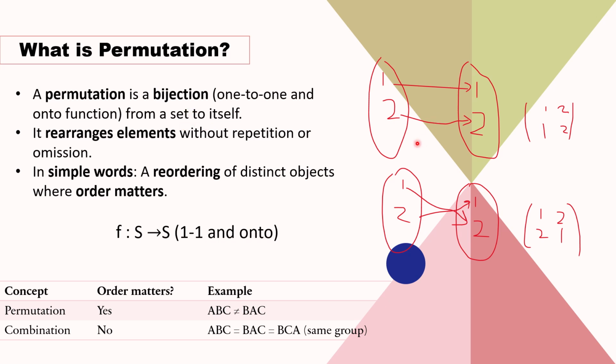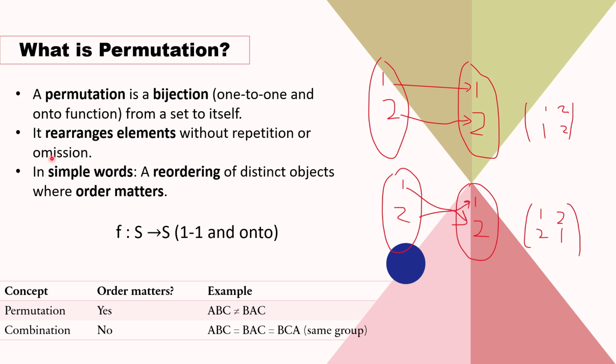For example, here we have one set {1, 2}, and we are having a function of that set with itself. And that function is a bijection, which is a one-to-one and onto function. So each element has an image here, and each element here has a pre-image over here. So this is what a permutation is.